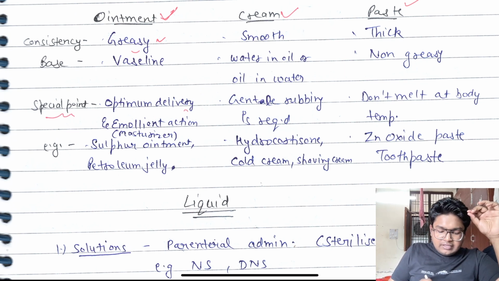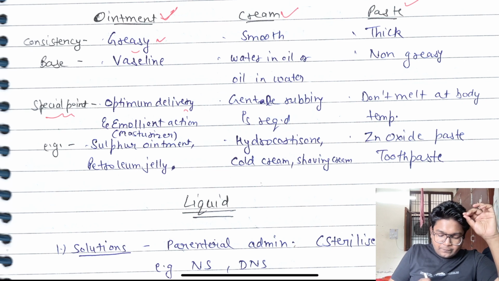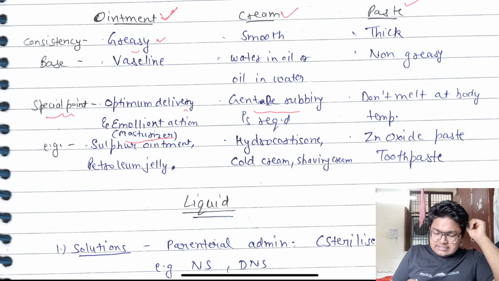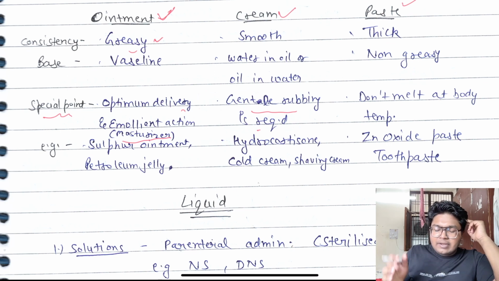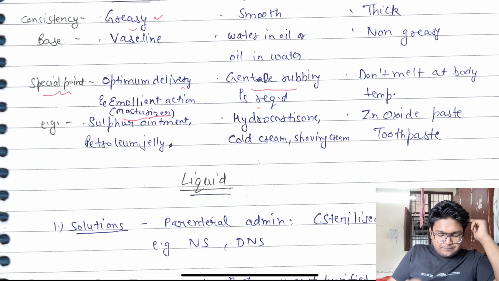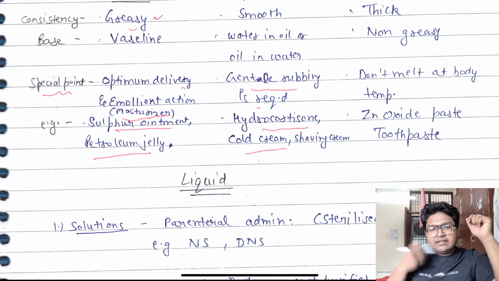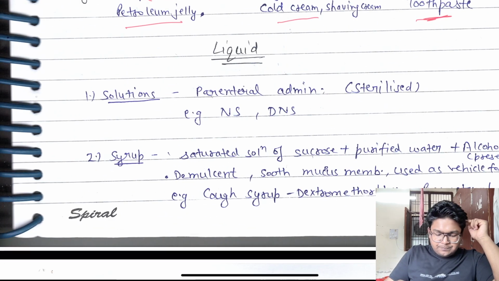Special point: optimum delivery and optimum action, like moisturizer. Creams are for when gentle rubbing is required, and pastes don't melt at body temperature. They do not melt, if you put it, it will stay there. Example: sulfur ointment, petroleum jelly like Vaseline; cream, hydrocortisone, cold cream, shaving cream. This is super smooth. And paste, toothpaste. If put on the skin, it will persist.